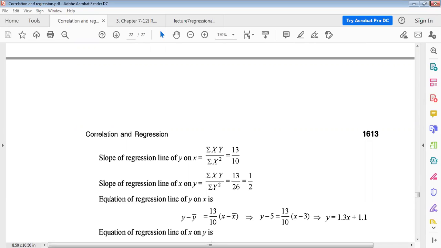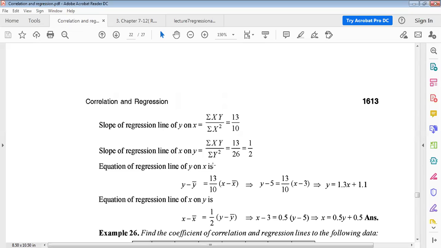Just putting the values. The slope of the regression line of x on y will be summation xy divided by summation y square, while on y on x it is summation x square. Remember it. So the equation of y on x will be y minus y bar equals slope times x minus x bar. We get this straight line.